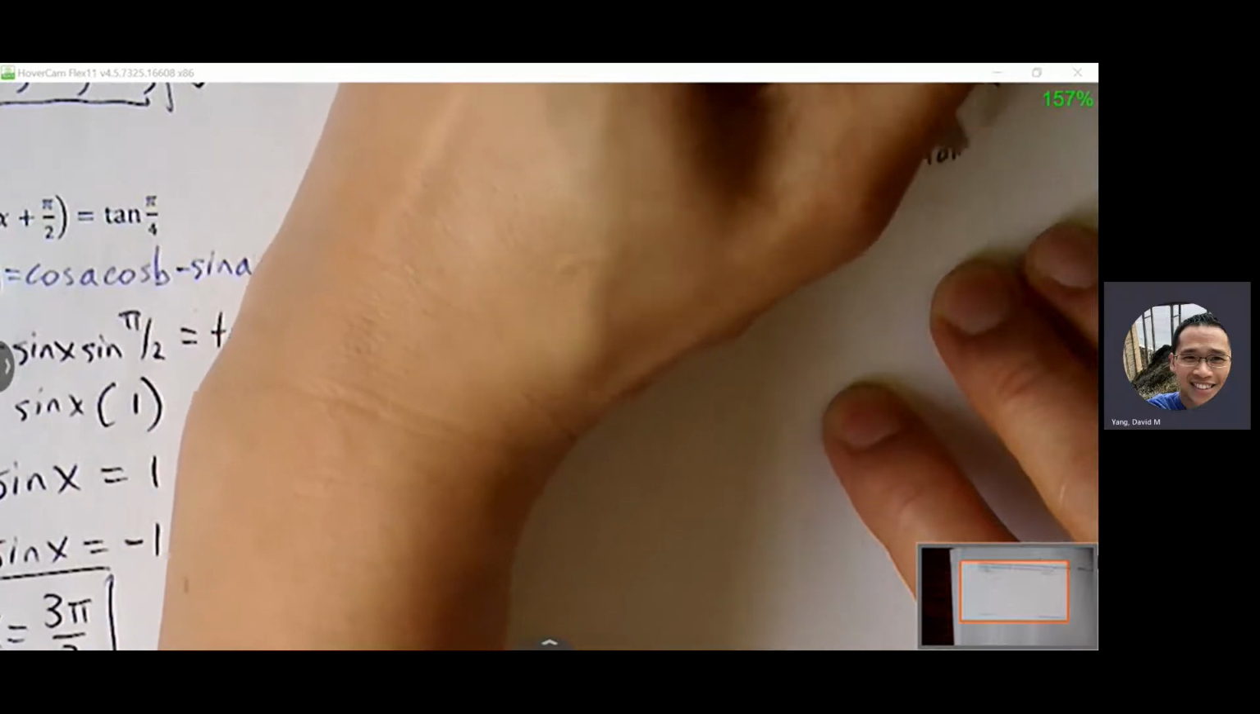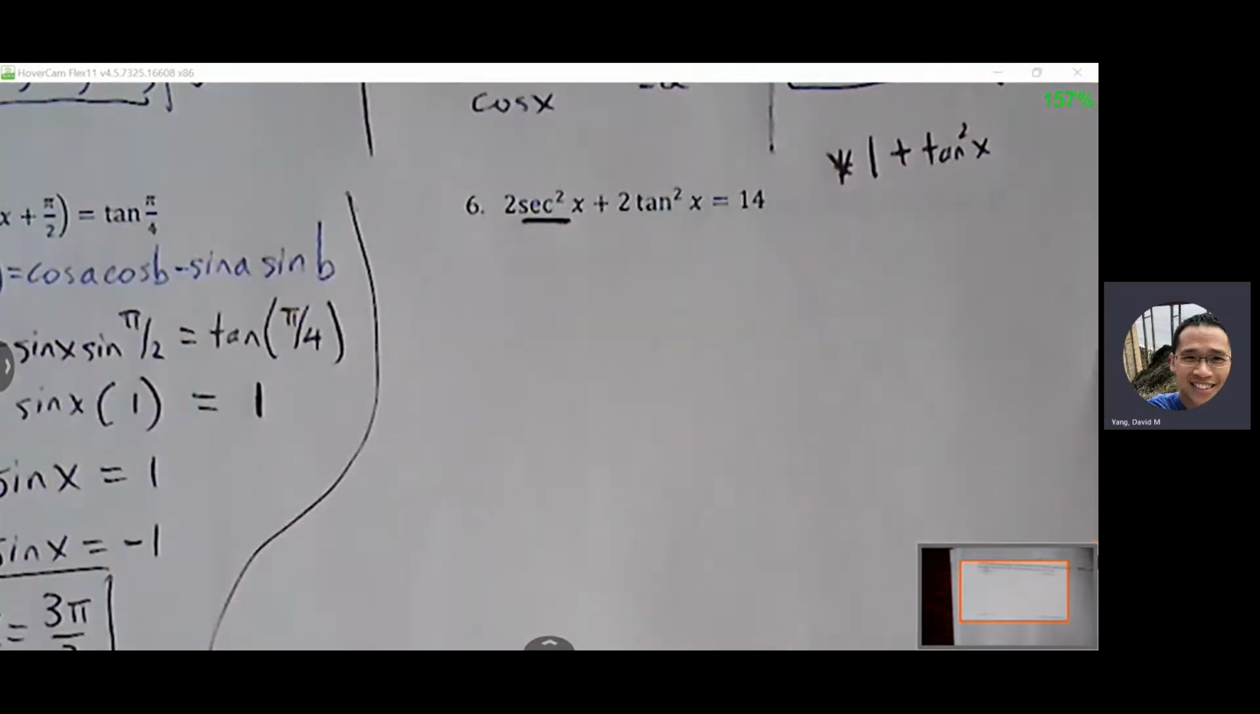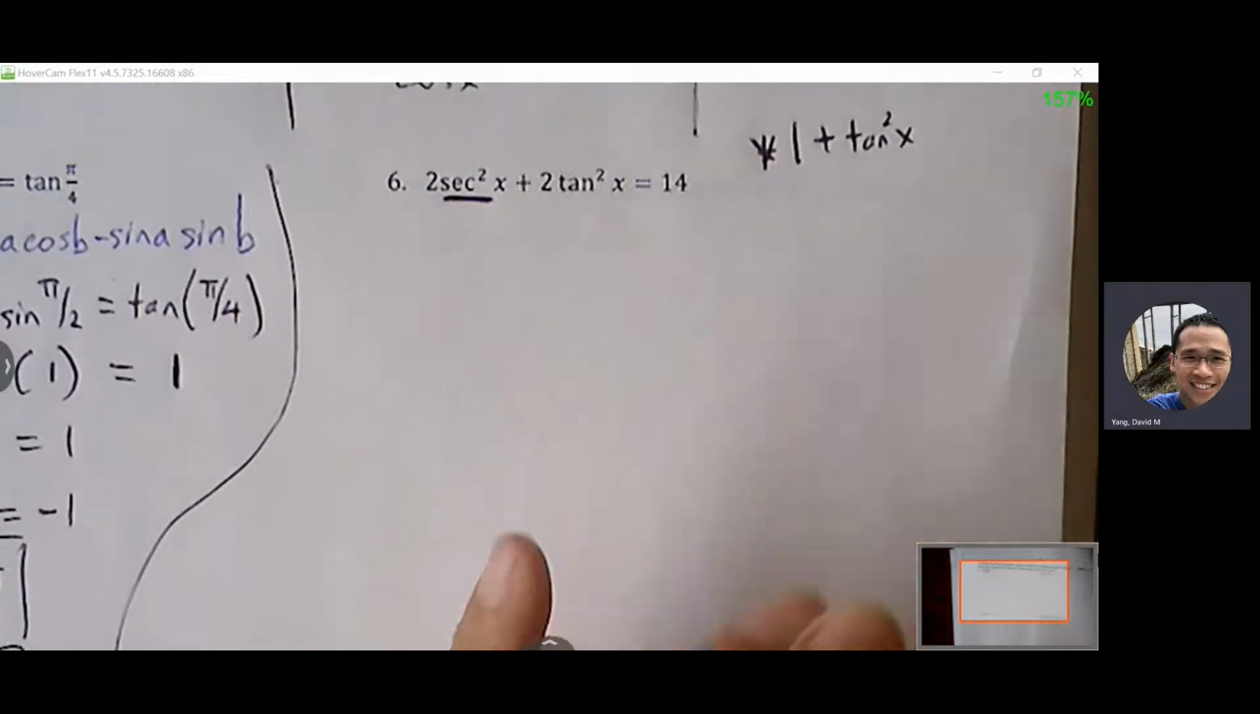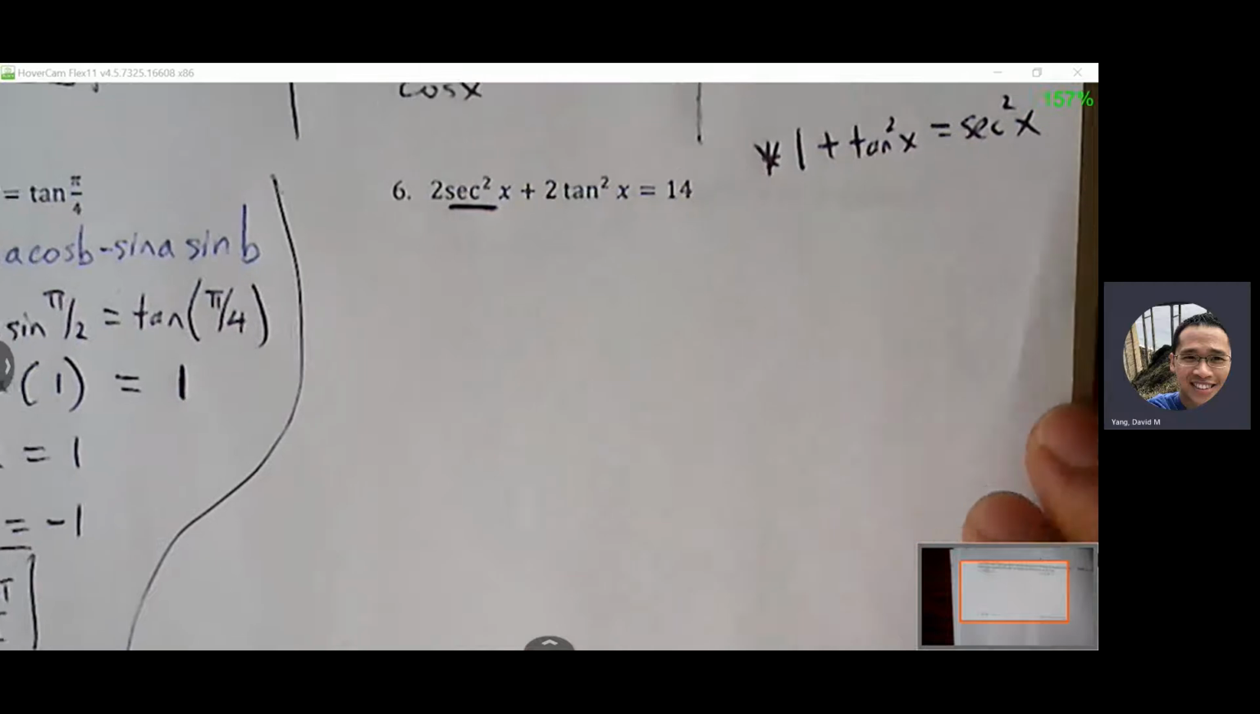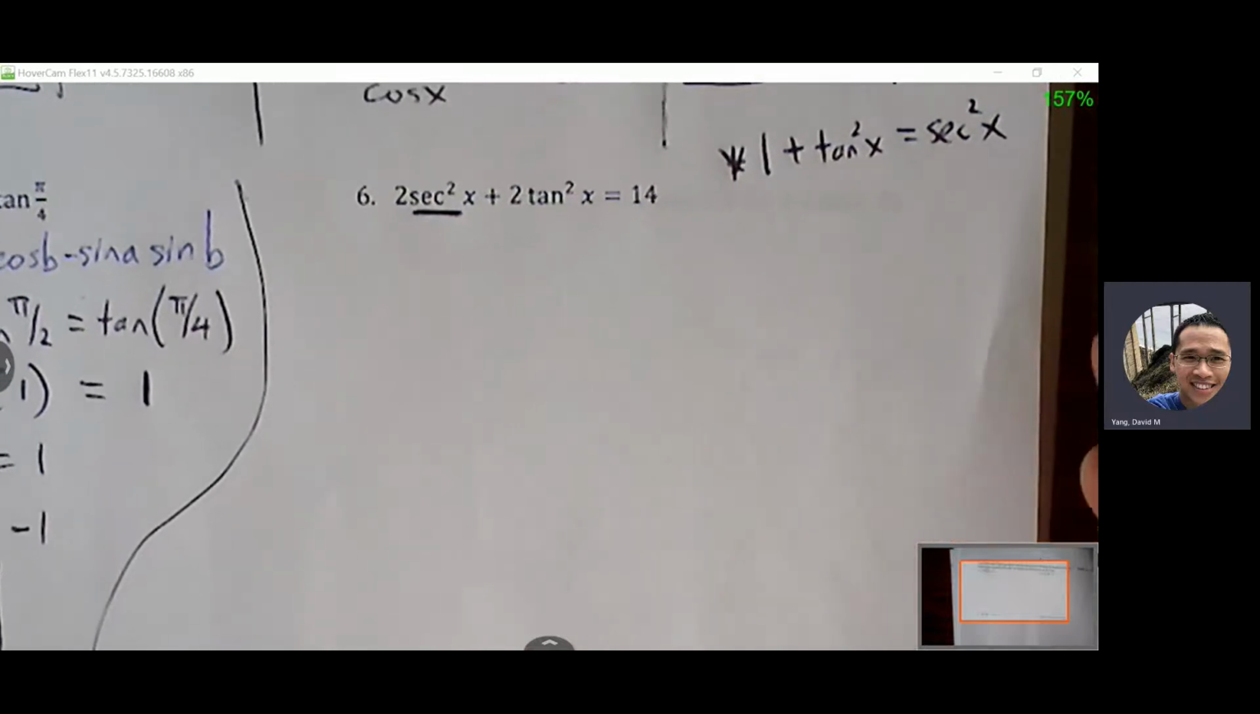plus tangent squared. Oh, sorry. All right, we have that identity, so there's no need to memorize it. You'll have that on your formula sheet.